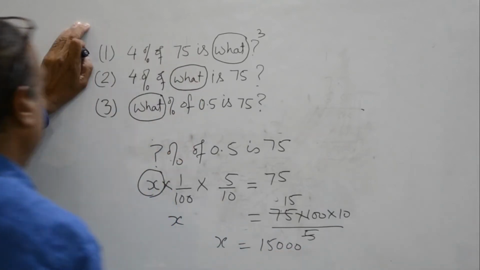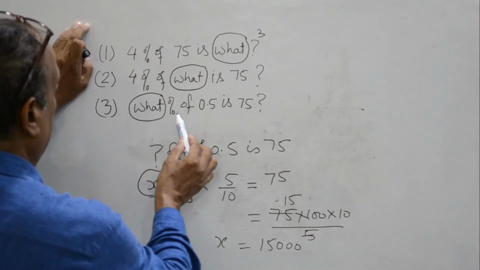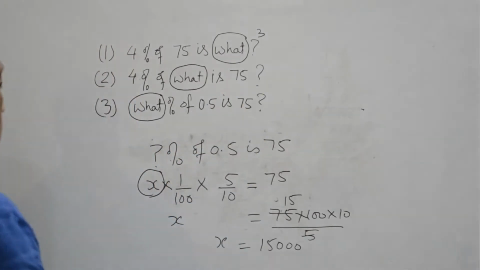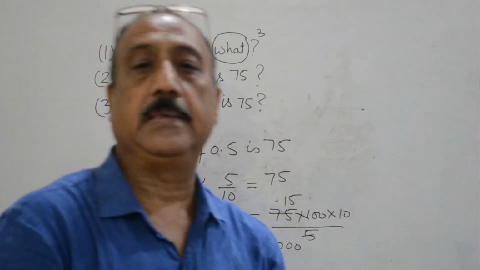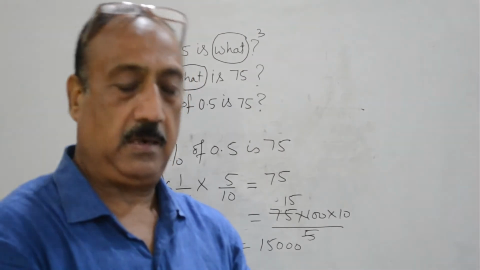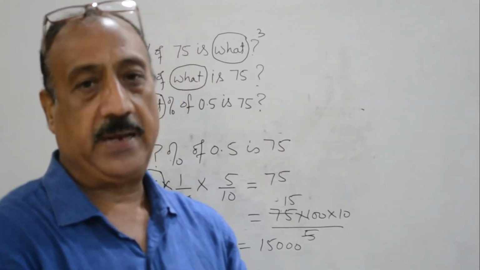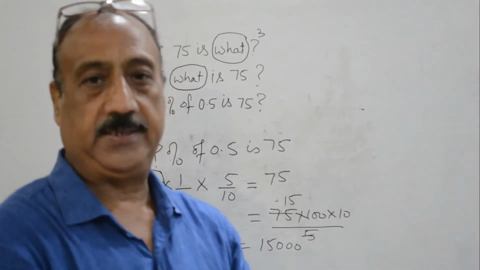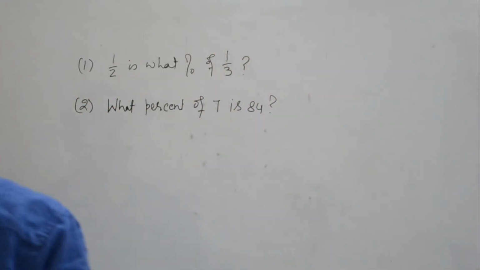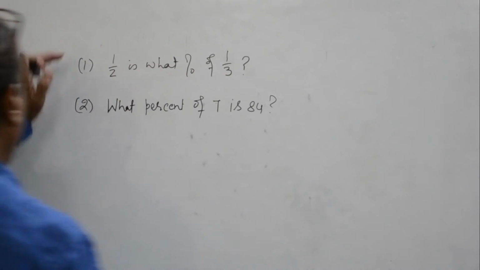So the statement reads, 15,000% of 0.5 is 75. So by translating the English language statement into arithmetical language, we can make our calculation very easy. Now let us do some practice.